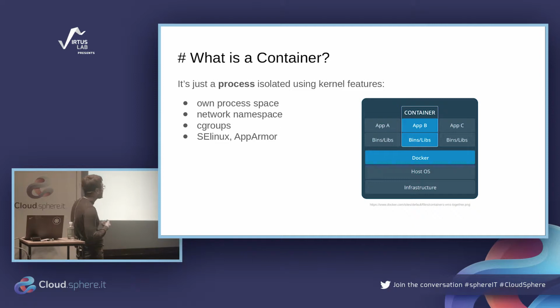But what actually is a Docker container? Many people are confused. There is something more than operating system and physical infrastructure. But the thing is that it's just a process isolated using some kernel features. So it has its own process space. It has its own network namespace. So everything is isolated on the network layer, and it has its own network interfaces, routing tables. Also, it has resource limits based on cgroups, and security stuff like SELinux, AppArmor to limit access to specific syscalls from the kernel.